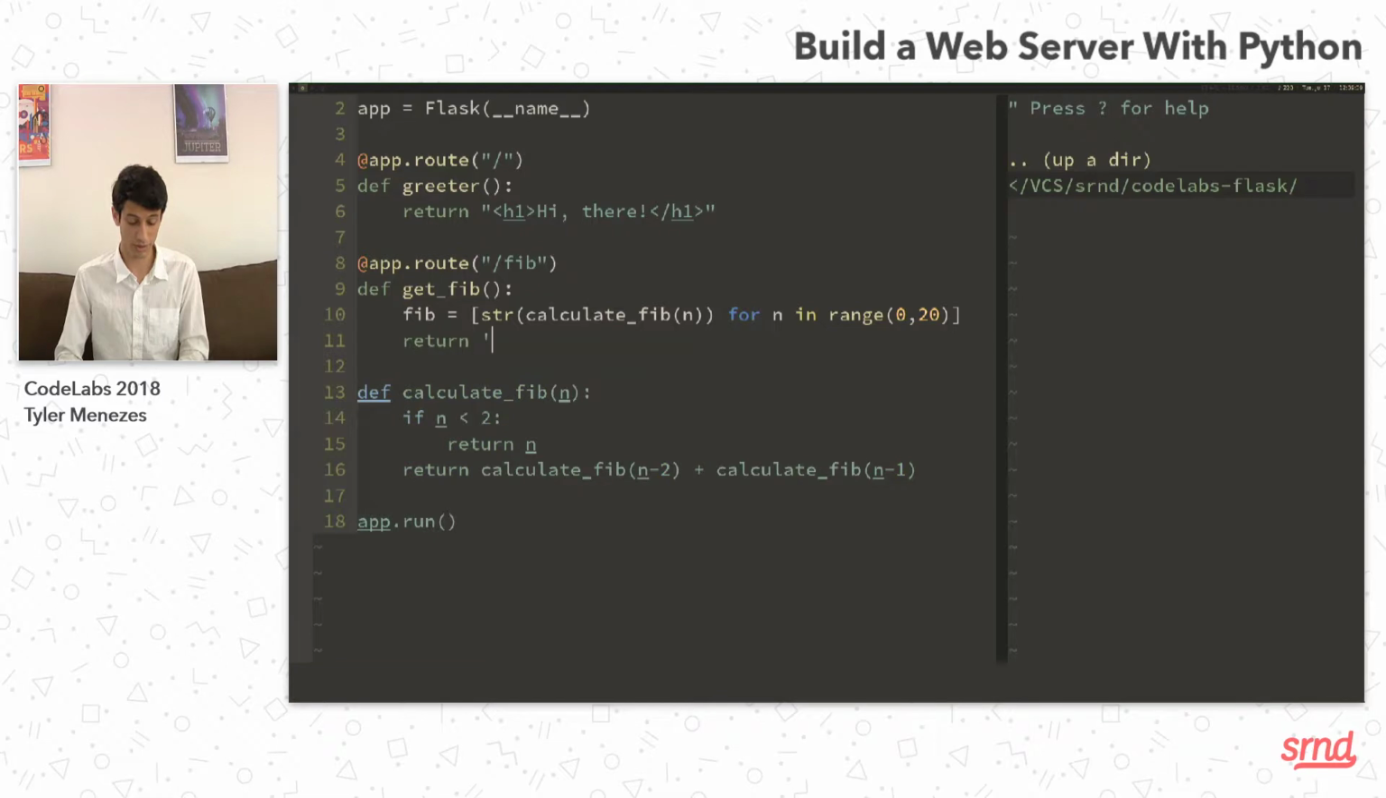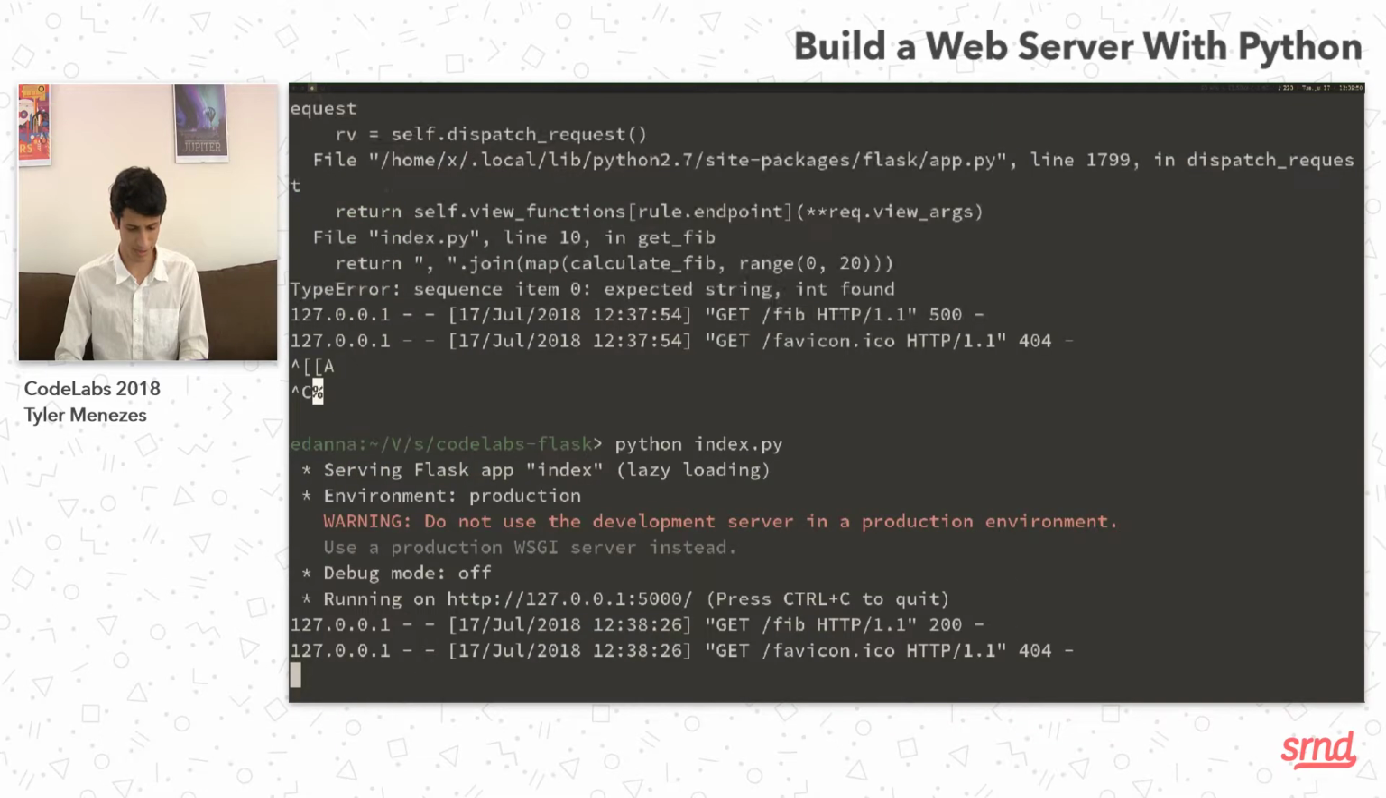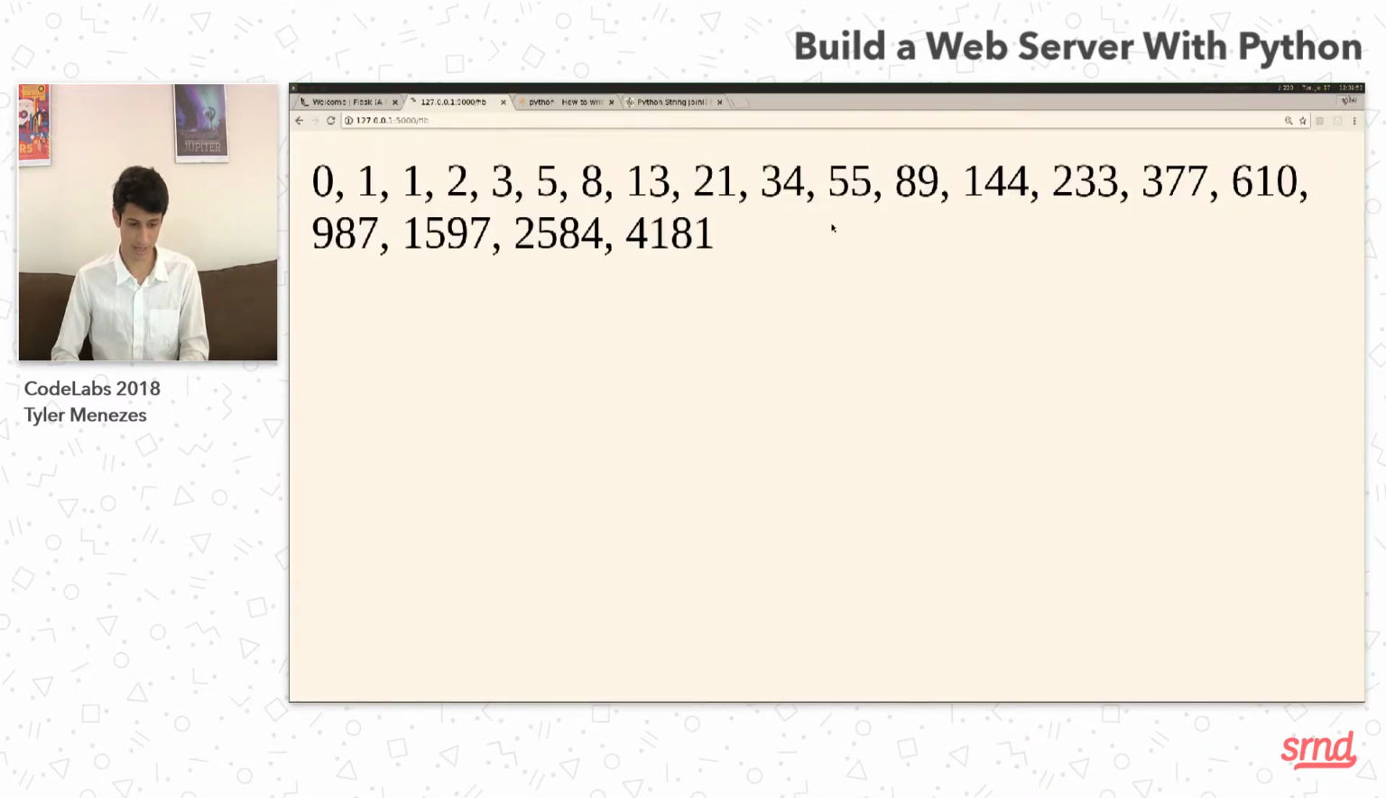And then what we're going to do is return comma space dot join fib. So now we're going to take that array and turn it back into a string. And I think this is a little bit more clear what we're doing. And it does work.